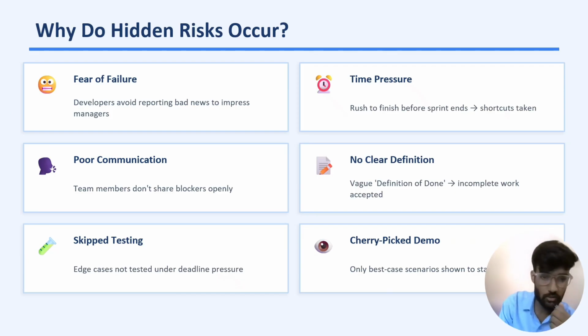So, what are the causes of this? Why do they happen? Fear of failure. No one wants to report bad news. Time pressure. Shortcuts taken to meet deadlines. Poor communication. Blockers never shared. Definition of done. Incomplete work gets accepted. Skipped testing. Cherry-picked demos. The biggest enemy is silence in the sprint review.